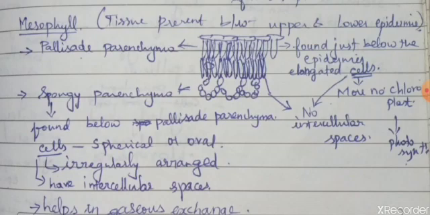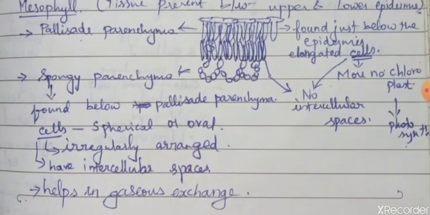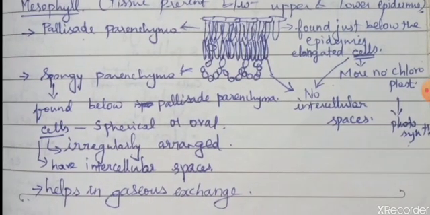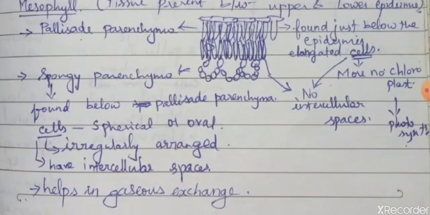Next you can see the spongy parenchyma. It is found below palisade parenchyma cells. More or less the cells are spherical or oval in shape. It is irregularly arranged, has intercellular space between them, and it also helps in gaseous exchange.